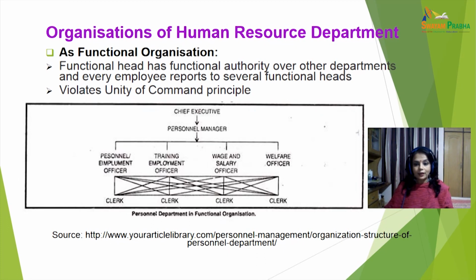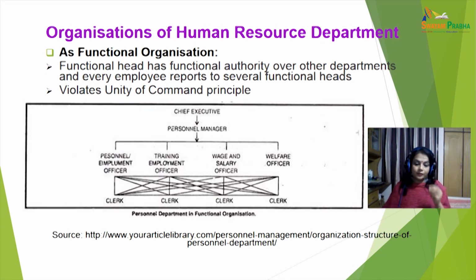The special thing about the functional organization is that the functional head has full functional authority over the function. That means wherever that function is performed, he has the complete authority, and any problem related with that function will be resolved by that functional head only. So he has the authority over other departments, and every employee reports to several functional heads, and that's why it violates the unity of command.